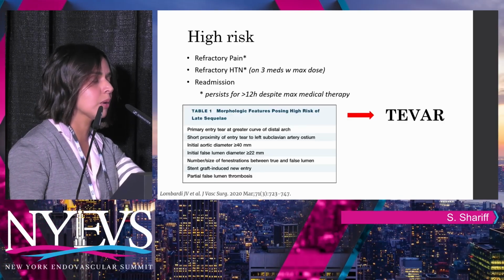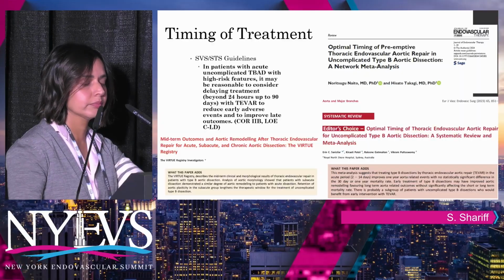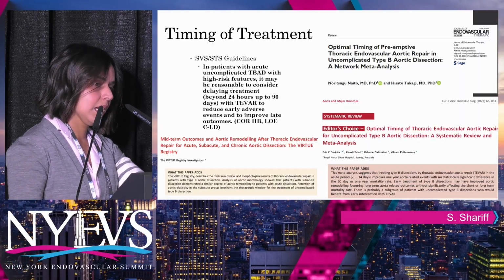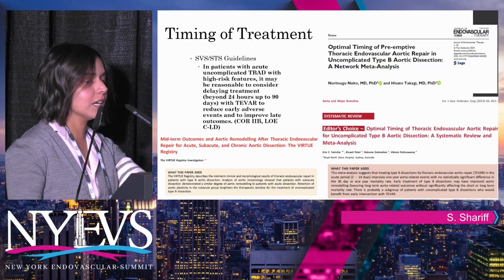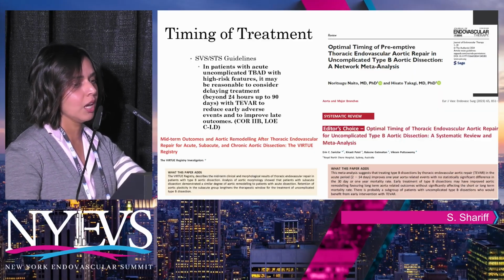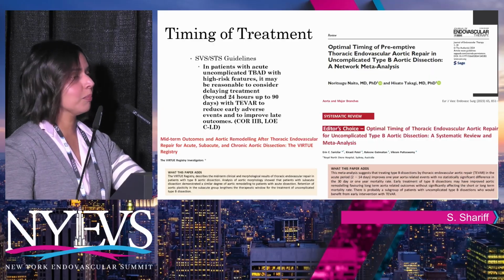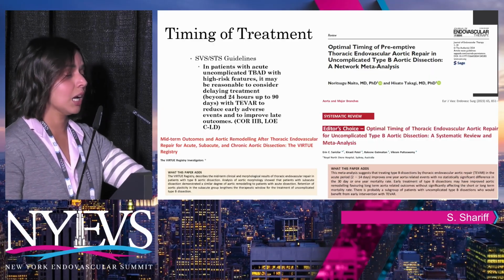We have gotten away from open surgery in type B dissections. So when do we treat? The SVS and STS guidelines recommend delaying the treatment beyond 24 hours up to 90 days. Again, several studies have looked at the optimal time for treatment.